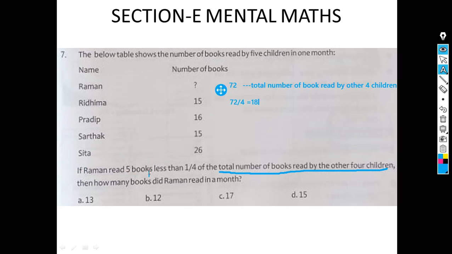But Raman reads 5 books less. 5 books less of what? This 1/4. 5 books less from this value. So 5 books less means we have to subtract 5 from 18. So 18 minus 5 will give us the number 13. So our correct answer is 13. This covers the explanation of the section E mental maths questions.